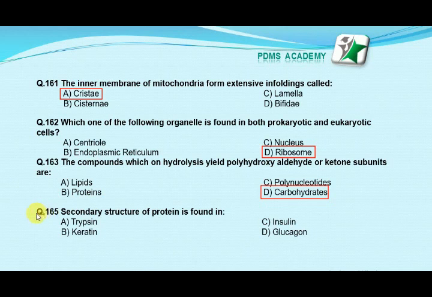Our next MCQ is: secondary structure of protein is found in: option A, trypsin; option B, keratin; option C, insulin; option D, glucagon. Our correct answer is B, keratin.